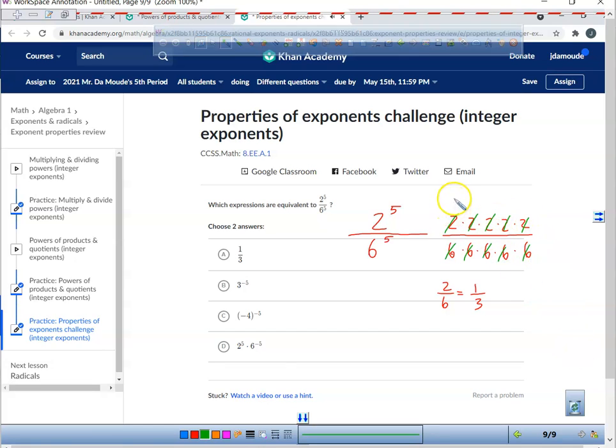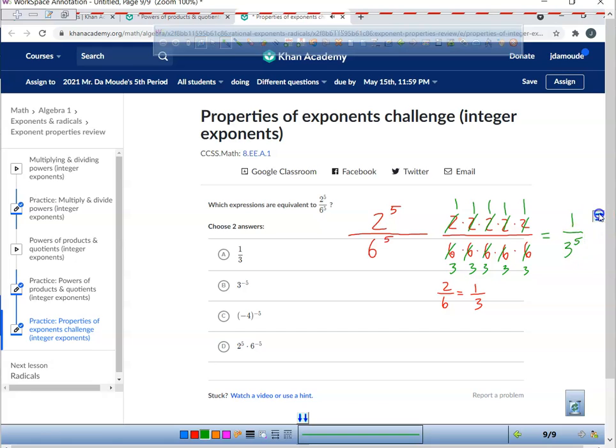So if I end up canceling all these out, like this, what do those all reduce to? 1/3. Okay? But here's the thing. That's a 1. That's a 3. That's a 1. That's a 3. That's a 1. That's a 3. How many 3's are actually being multiplied?